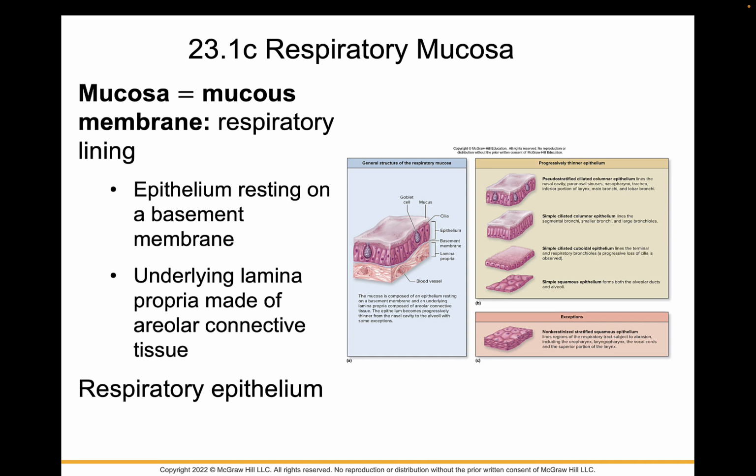And keep in mind that is going to be a single cell layer and really critical in the process of gas exchange. Now, there are some exceptions, and there are areas in the respiratory tract that we are going to find non-keratinized stratified squamous epithelial tissue. This will be found in those areas that are subject to mechanical stress and so on. So if we're going to find some examples, they're going to be the oropharynx, the laryngopharynx, the vocal cords, and the superior portion of the larynx. So that's where we're going to find the stratified tissue.